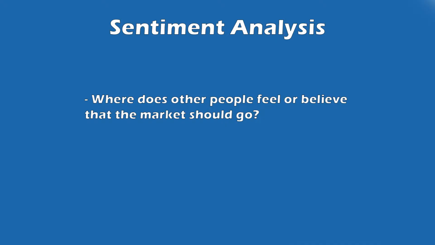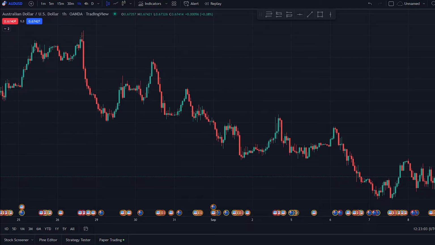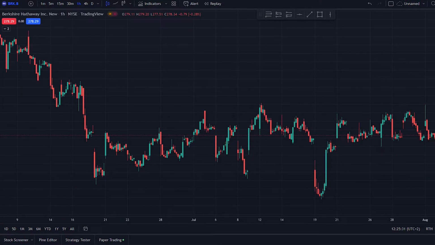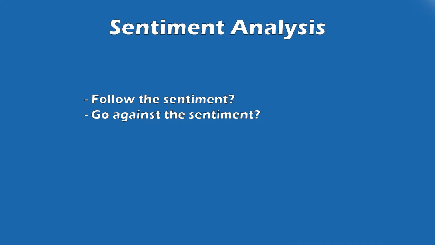Sentiment analysis is used to gauge how other people feel and what they believe about what direction the market should move in. When I say other people, I mean all the other traders in the market as a collective. You can look at the price chart and see that the price has been going straight down for 10 days. This means that most people for the past 10 days believe that the price should go down. Or if the price hasn't really moved for the last month, it suggests that most people believe that the price is where it should be. How you incorporate this into your trading is entirely up to you. You can either follow the sentiment or go against it if you believe the massive downtrend is about to turn.